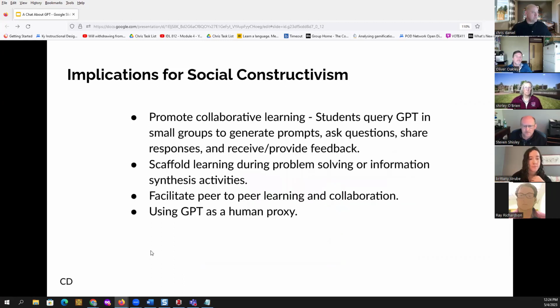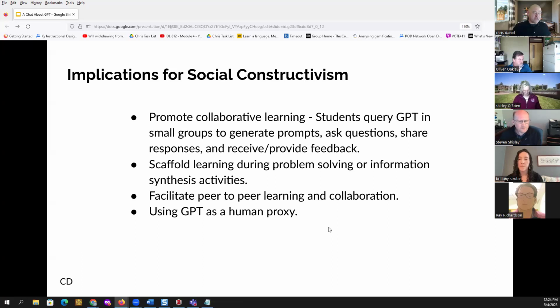Many of you are familiar with social constructivism: that human development is socially situated, and that people often work together to make meaning, create artifacts, as well as new knowledge. So how can we involve GPT directly or indirectly in some of those processes? We could promote collaborative learning where students in groups query GPT to generate prompts, ask questions, share responses, solve problems, think of solutions, and then provide feedback on that experience directly.